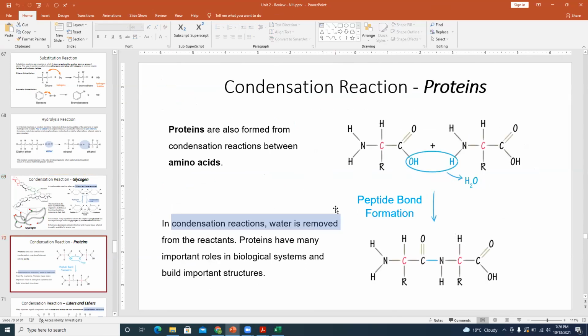And also, as we talked about again today, the condensation reaction in proteins works the same way. So these are those two amino acids that we talked about. Each can have its own unique R group, which makes them different from each other. And then when you get this condensation reaction, this removal of H2O, you get the formation of a peptide bond.